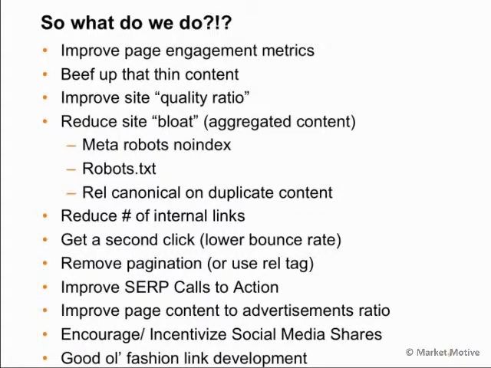Some sites have lots and lots of internal links. You might have 500 internal links on a page. If you can get that down, this sometimes helps to increase that Panda score, that quality ratio. Getting a second click, this is back to improving the page level metrics, will lower your bounce rate. So if you have people coming into your site and they see a big red button and they click on it to get that second click, at least you're going to have them there a little bit longer. Your bounce rate's going to go down a little bit.